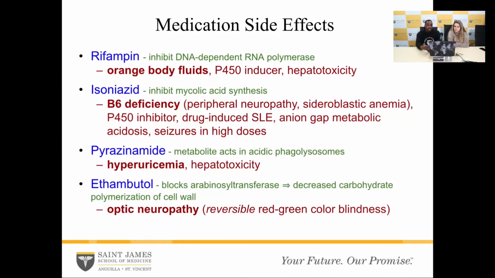In this patient, they have neuropathy. They're being treated for latent TB because the chest x-ray was negative. They're given isoniazid. Now they have neuropathy because of B6 deficiency. How do you treat it? Give them the B6 right back.